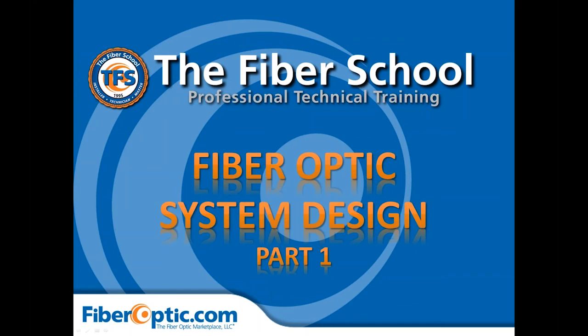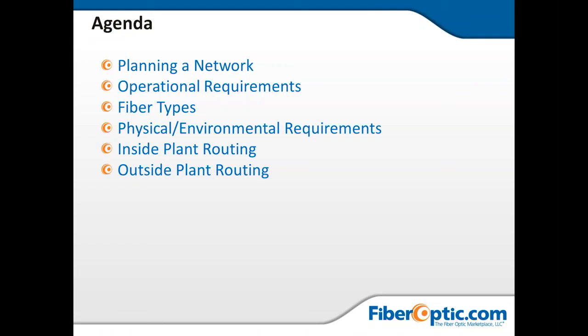So let's see. Today we're going to talk about fiber optic system design, and we're going to start with part 1. This is going to be a 2-part series. For today, we are going to talk about planning the network, operational requirements, fiber types, the physical environmental requirements for our designs, and inside plant routing and outside plant routing. In our next presentation, we will carry this to another level, and at the end of this presentation, I'll give you some of the topics we'll be talking about next time.